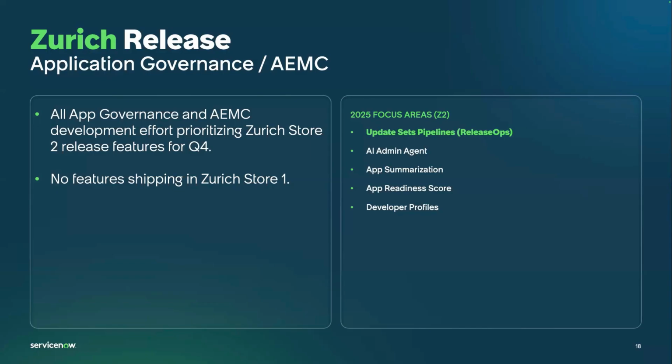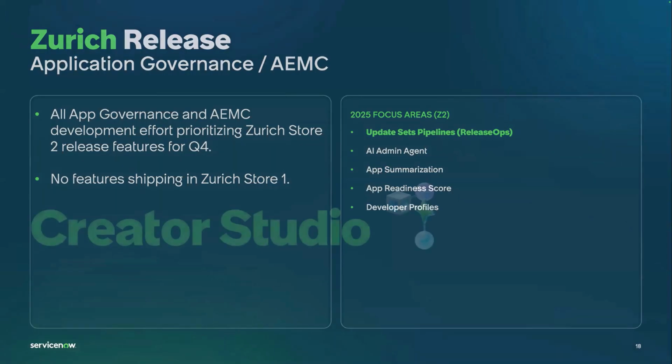So in Zurich Store 2, App Engine Management Center is going to have ReleaseOps incorporated into this. And I will talk about ReleaseOps moving forward, but that, for you to break it down, is update set deployment. So this is the ability to move update sets using pipelines. That is going to be a critical piece. I think most folks, when they hear that, are going to get excited because most of our customers are using update set deployments. And this is really going to allow you to streamline and modernize the way that you do those deployment tasks.